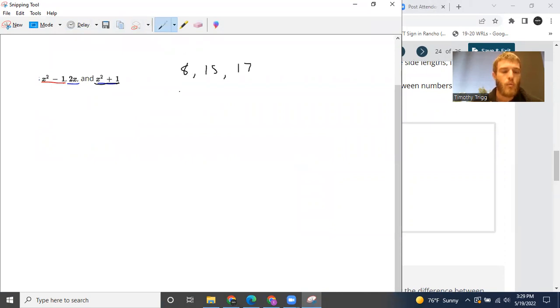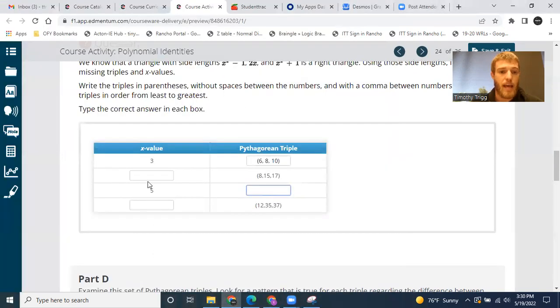Well, I imagine the 8 probably comes from this 2x here. So that means my x is 4. And we could double check here because 2 times 4 gives us the 8. And then 4 squared minus 1, that's 16 minus 1. That's where we get the 15. And then x squared plus 1, so 4 squared plus 1 gives us the 17, right? 4 squared is 16 plus 1 gives us the 17. So that means the x value for this group is 4.